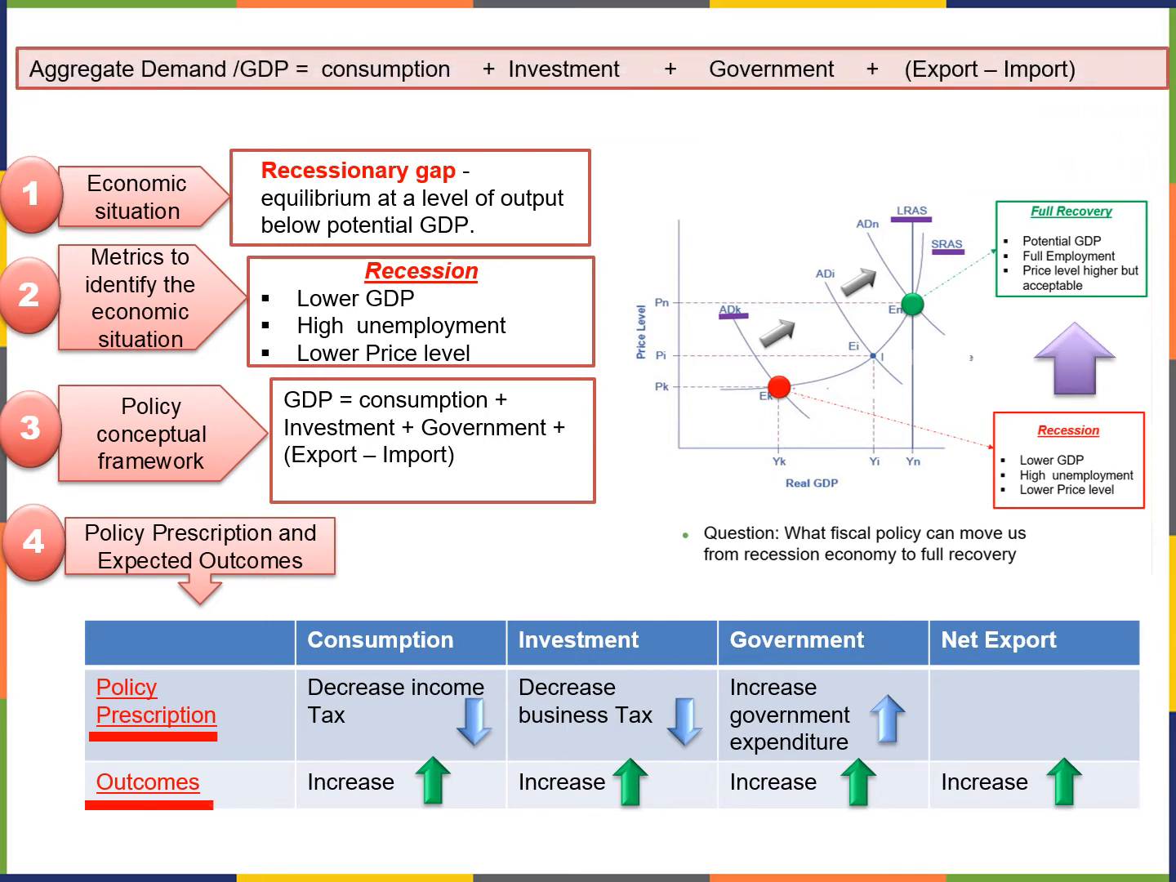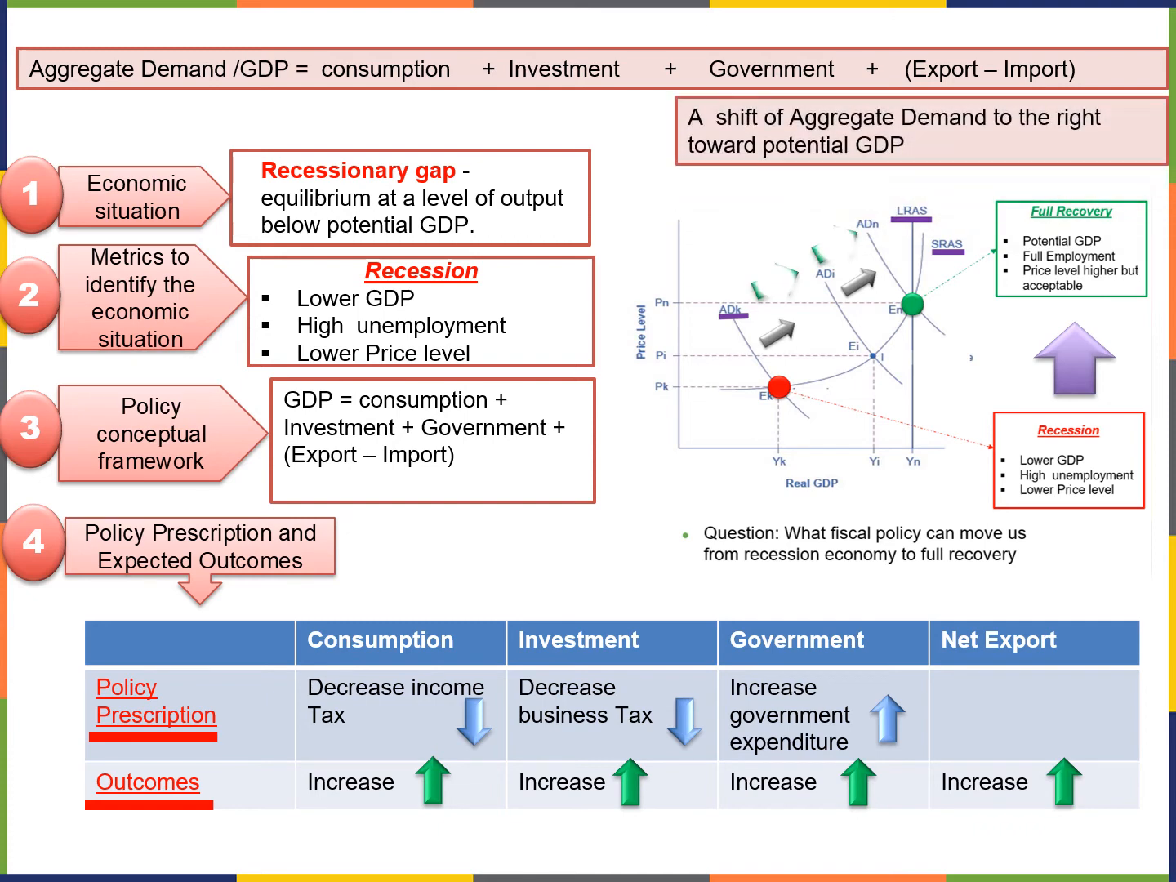As a result of those policies, our aggregate demand, which is made of consumption, investment, government expenditure, and net export, will shift to the right towards potential GDP. So this is the policy prescription by which we can increase consumption, investment, government expenditure, and net export, and that will cause our aggregate demand to shift to the right towards potential GDP and grow the economy.